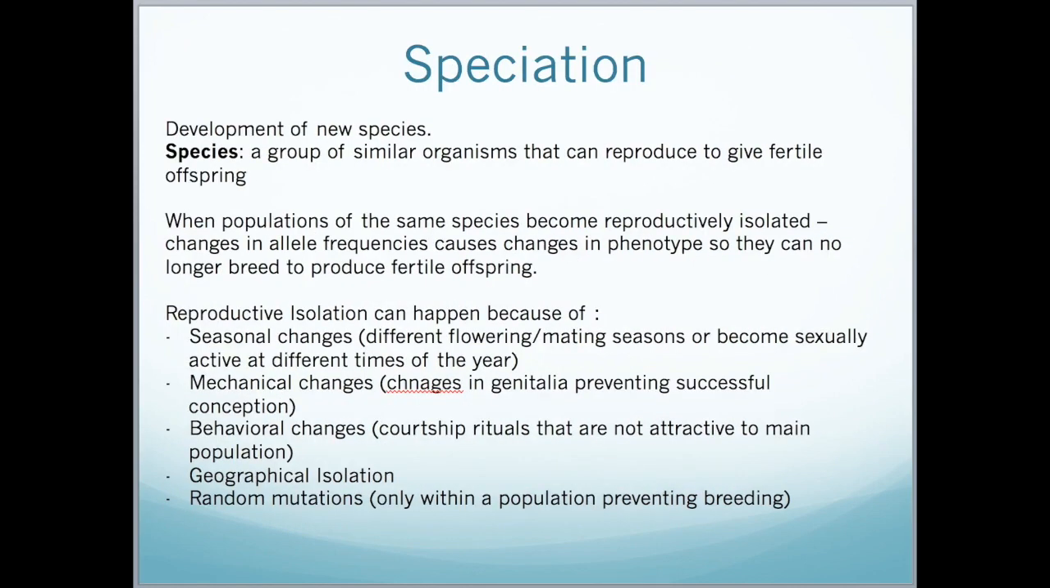Let's look at speciation, and this is the development of a new species. A species is a group of similar organisms that can reproduce to give fertile offspring.